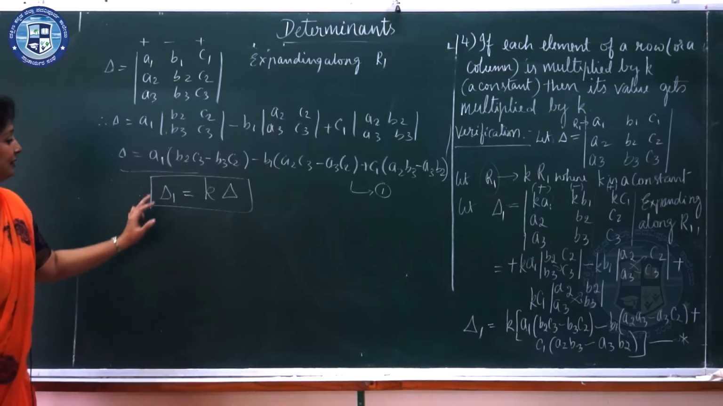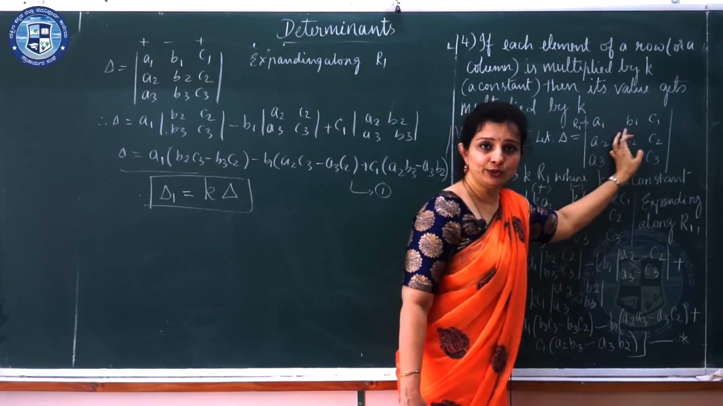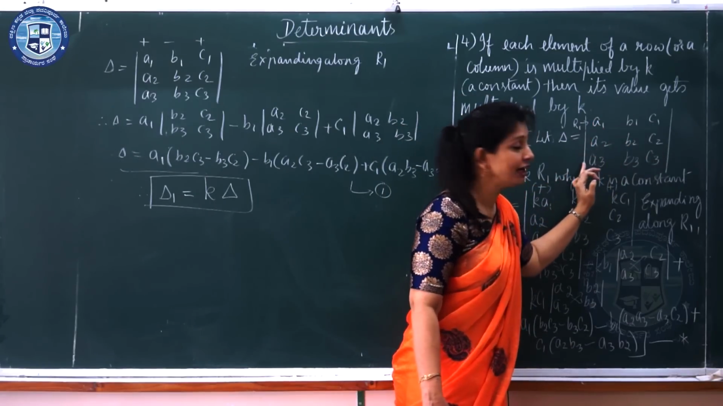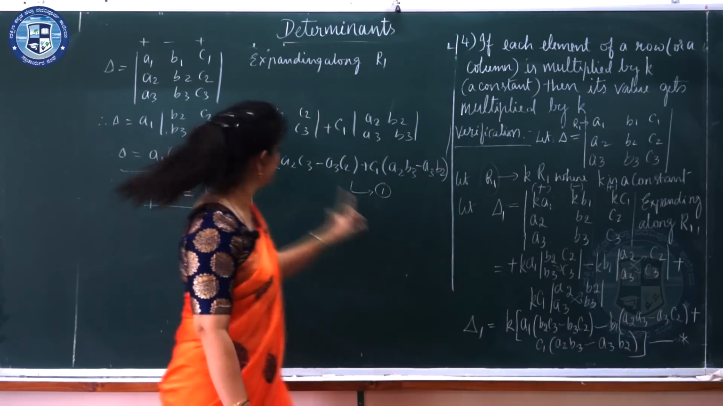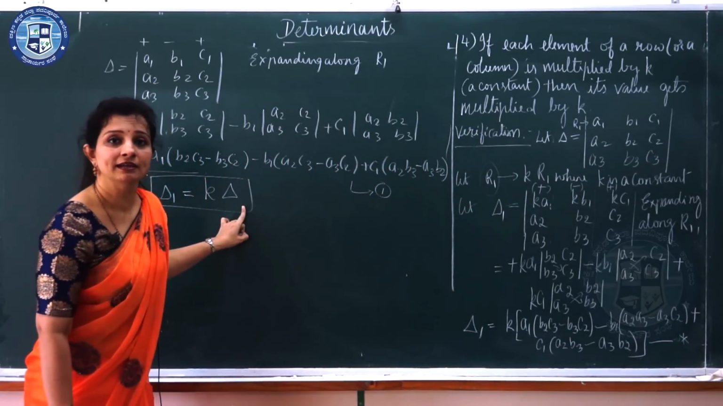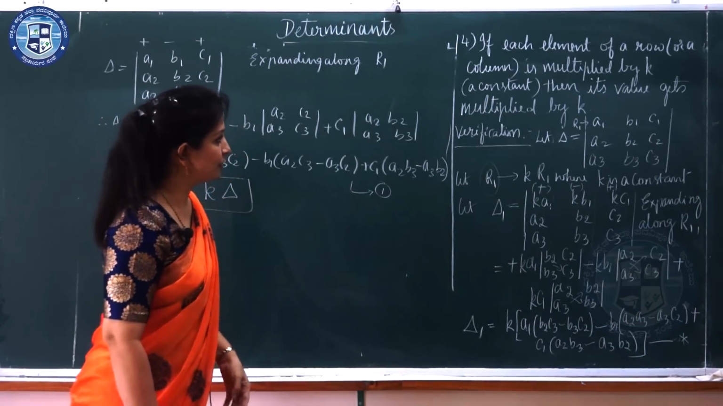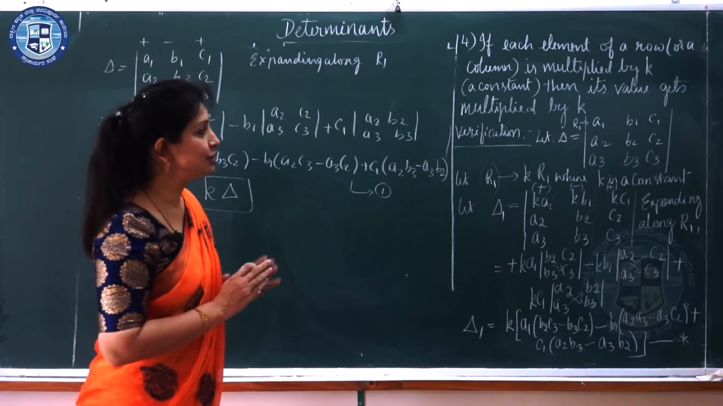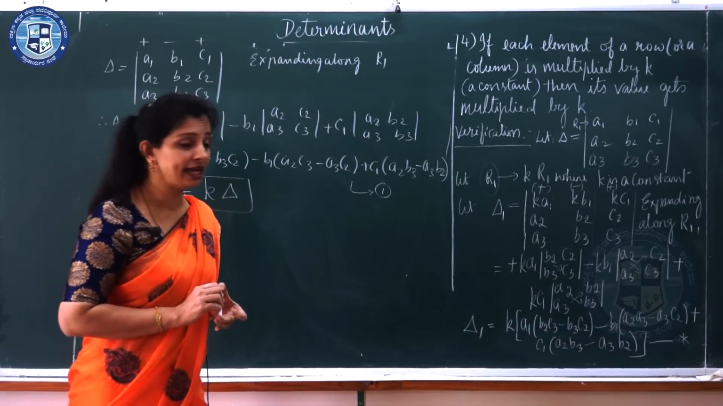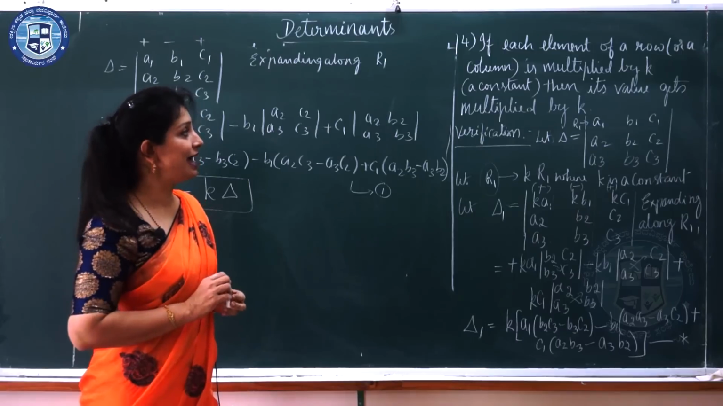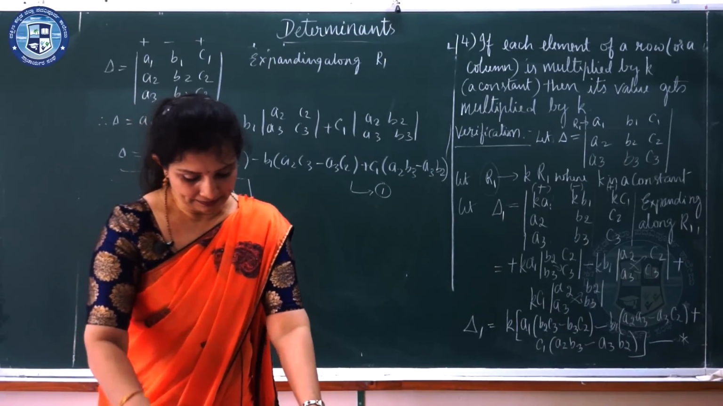Very important property. If you multiply a constant K to each element of any row or column, then the value of the determinant delta 1 is K times the value of the given determinant delta, K times delta. Please make a note of this property. If each element of a row or a column of a determinant is multiplied by K, a constant, then its value gets multiplied by K. We will take down one example.